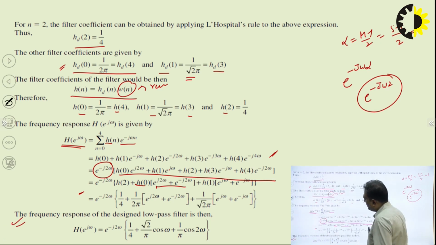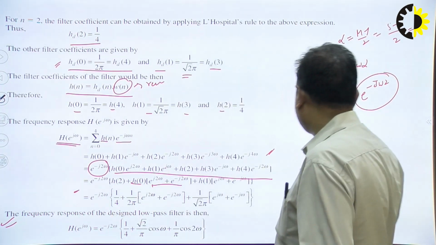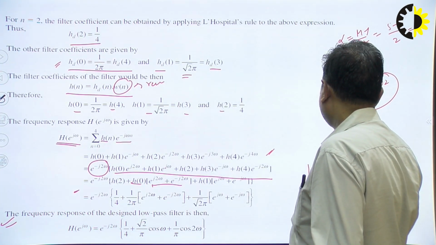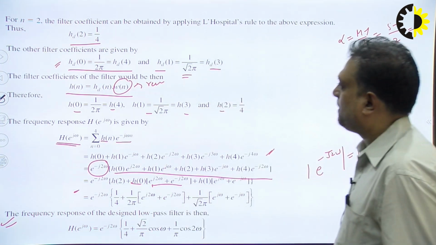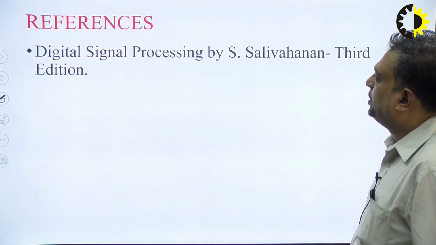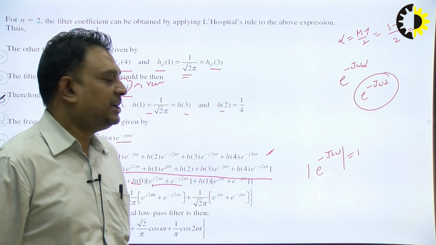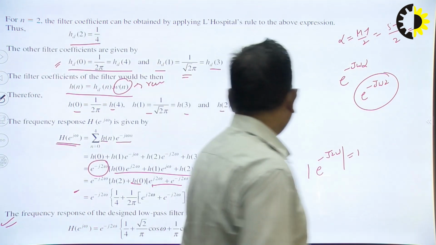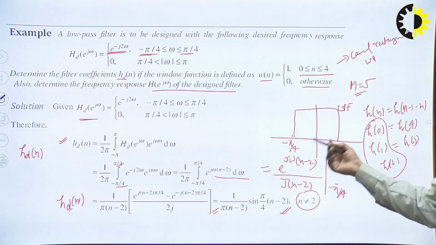If you take the mod of it, then the mod of e to the power minus j2 omega will become 1. So this is basically the magnitude, you can say. This is how we design a FIR filter using window techniques. Here I have used the rectangular window technique in this particular question. If some other window function is there, then you can solve it accordingly.